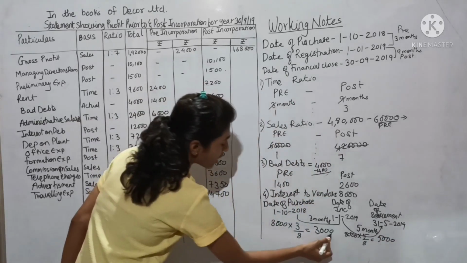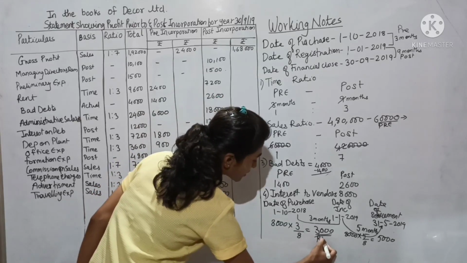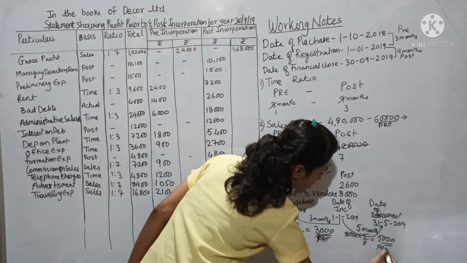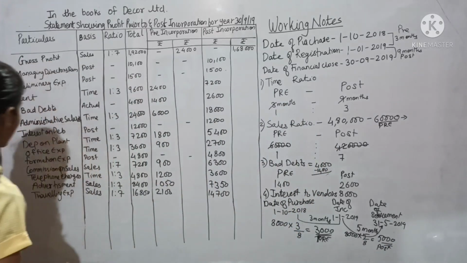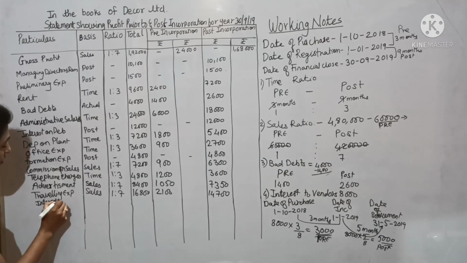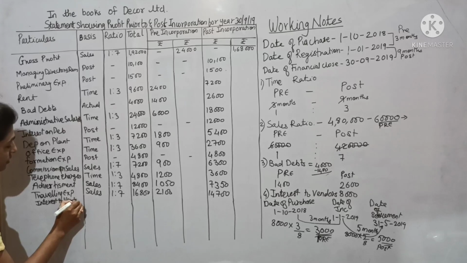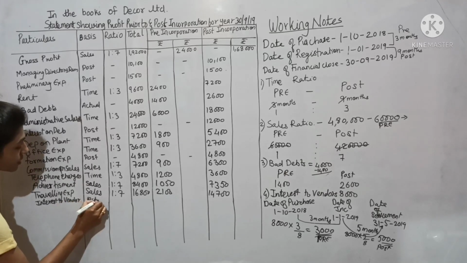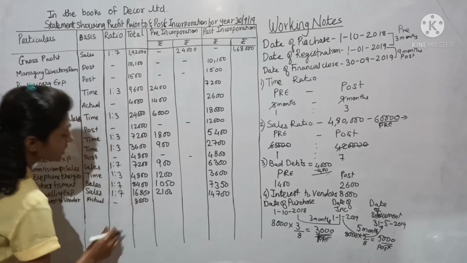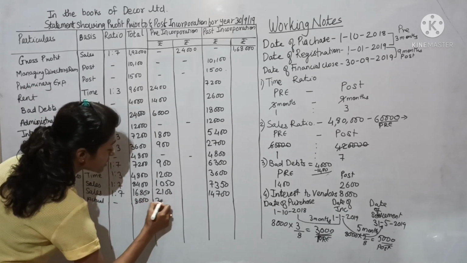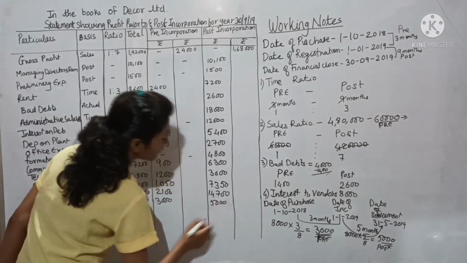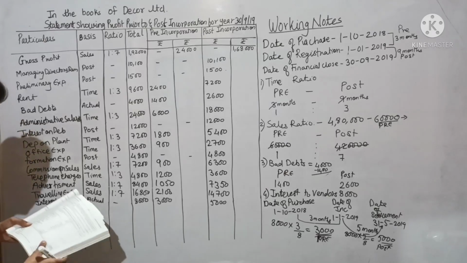So 3,000 interest is of pre and 5,000 is of post. Okay, so here write interest to vendor, actual total is 8,000 rupees, and out of this 8,000 rupees, 3,000 we have to give to pre-incorporation and 5,000 we have to give to post-incorporation.